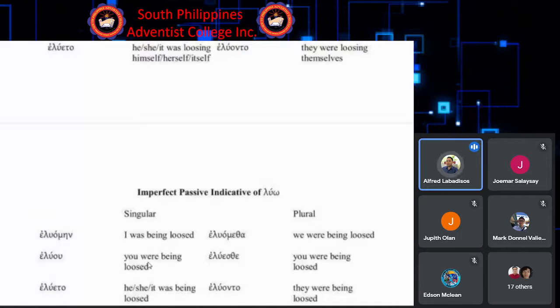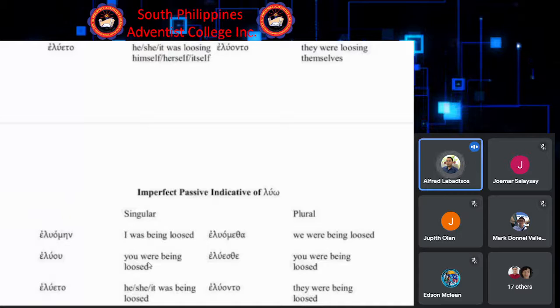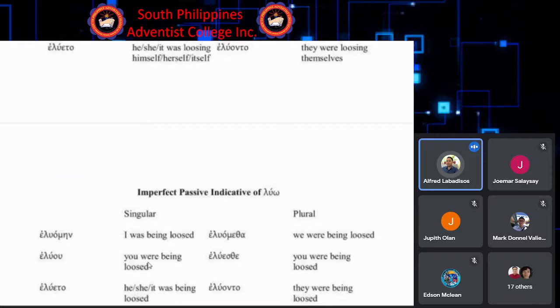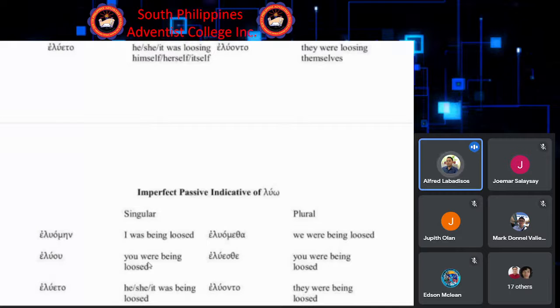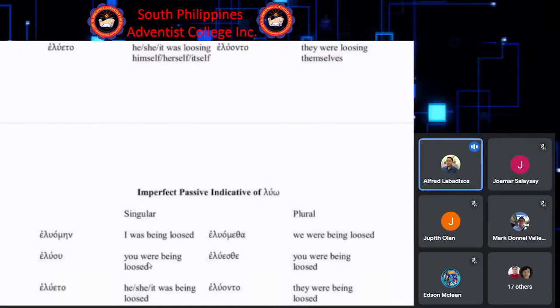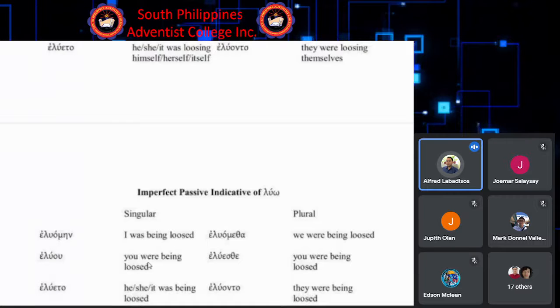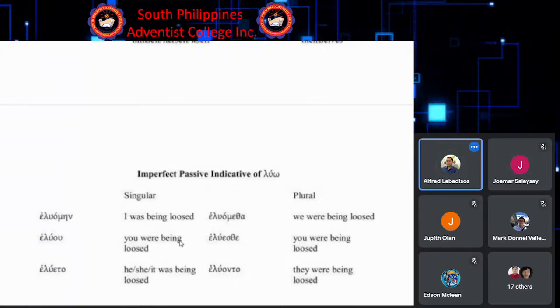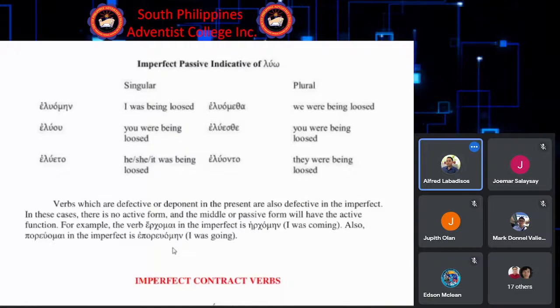Now how will you know which voice the verb refers to? Is it middle or passive? It depends upon the context. When you read the New Testament and you have the middle or passive endings, look at the context. If the context tells you that this is middle voice, then you use the reflexive pronoun in English. But if according to the context this is in the passive voice, then you translate that verb in passive form. Okay?